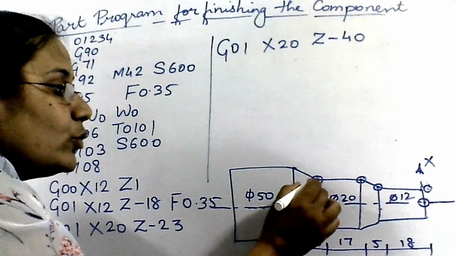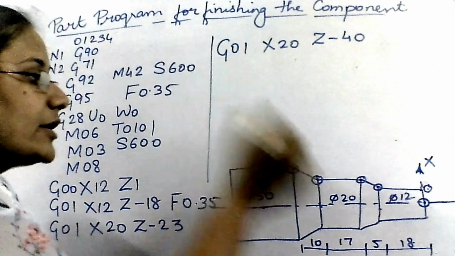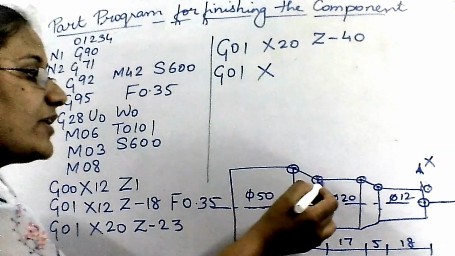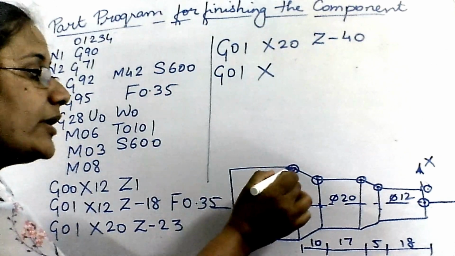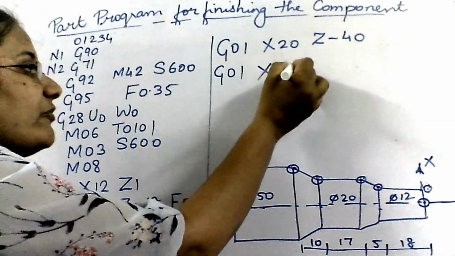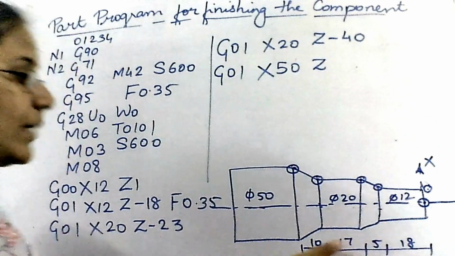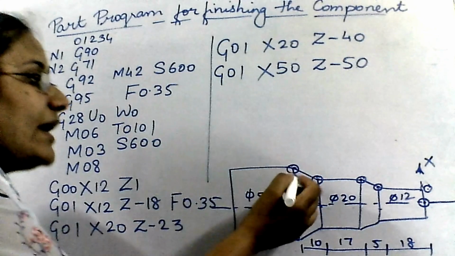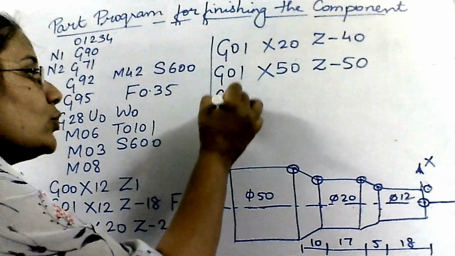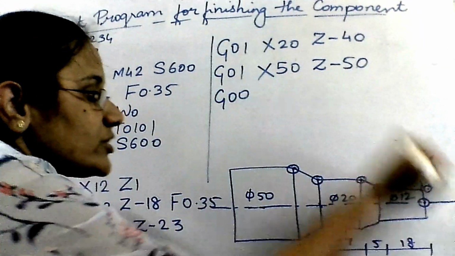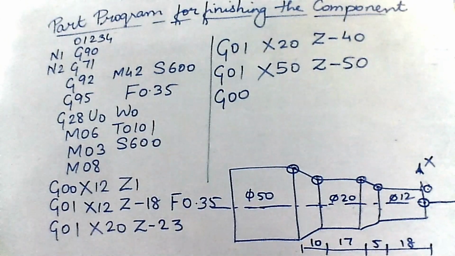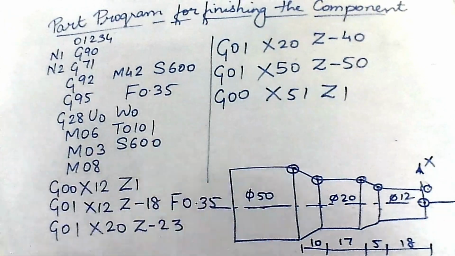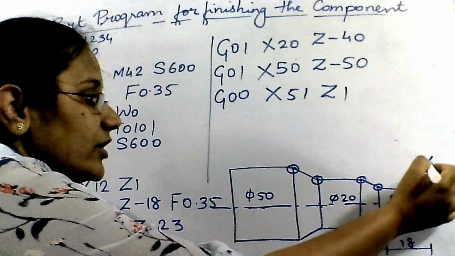Then I have to go to this point. So again it's linear interpolation. I take the code G01 and I specify the coordinate of the end point. So the coordinate of this point is X50 and Z would be minus 50. Once I have reached up till here, the next step is to go to the initial position. So I take the initial position as G00, X51 and Z1. So I have reached somewhere over here.